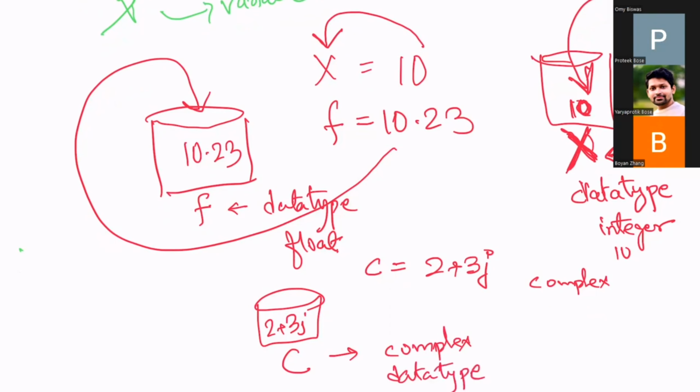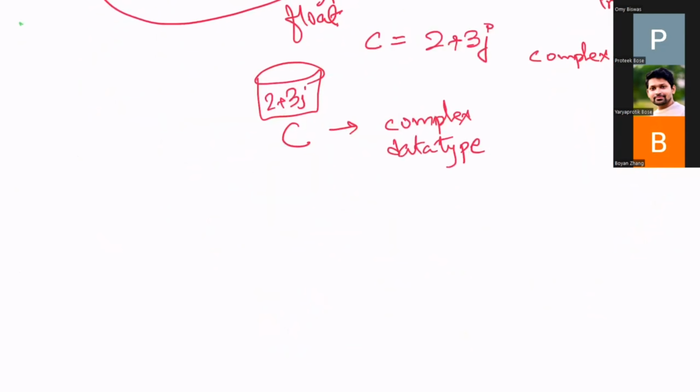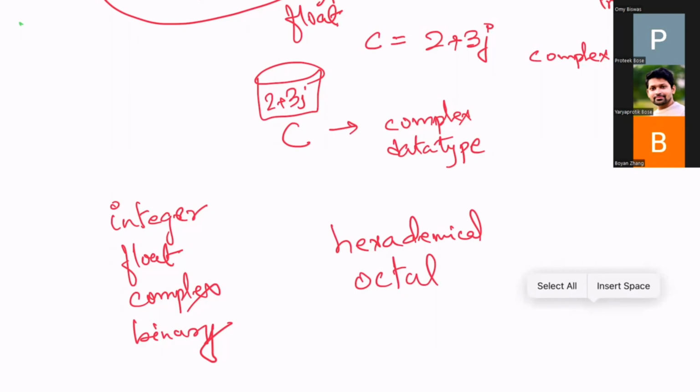In this way, there are different types of data types in Python. Those are int, that is the integer data type. Then we have float, then complex, then binary. There are a few other data types known as hexadecimal and octal.